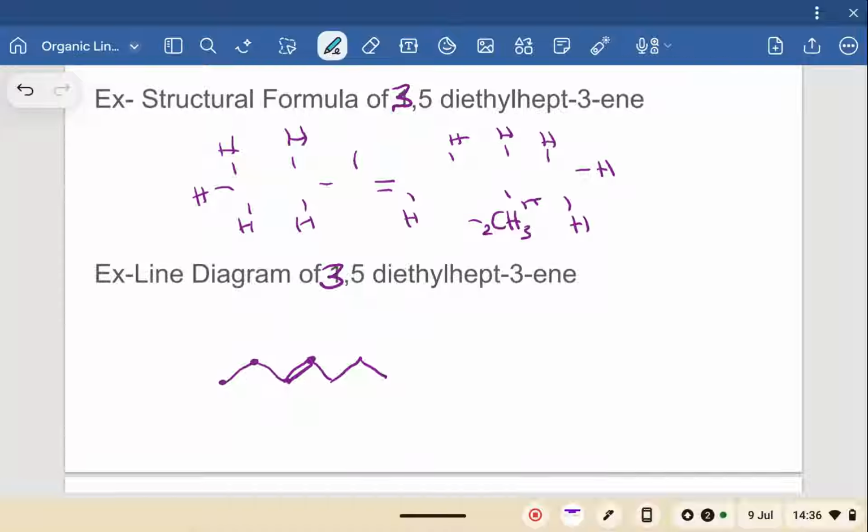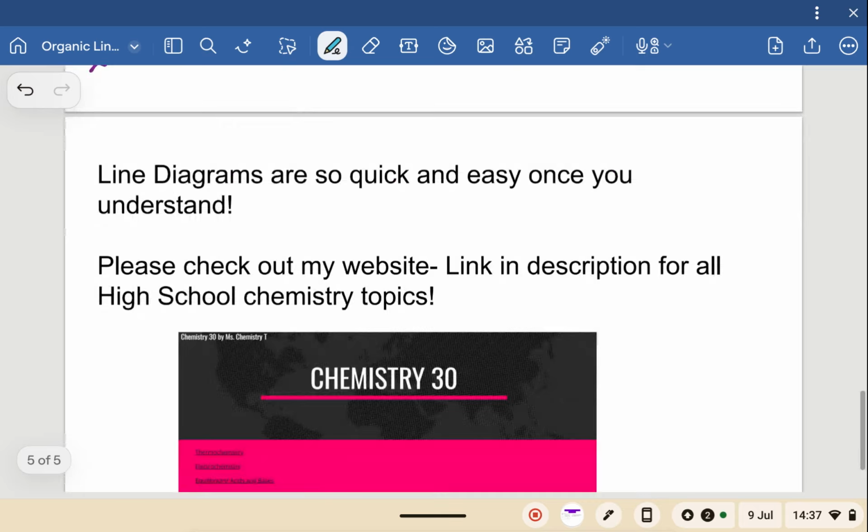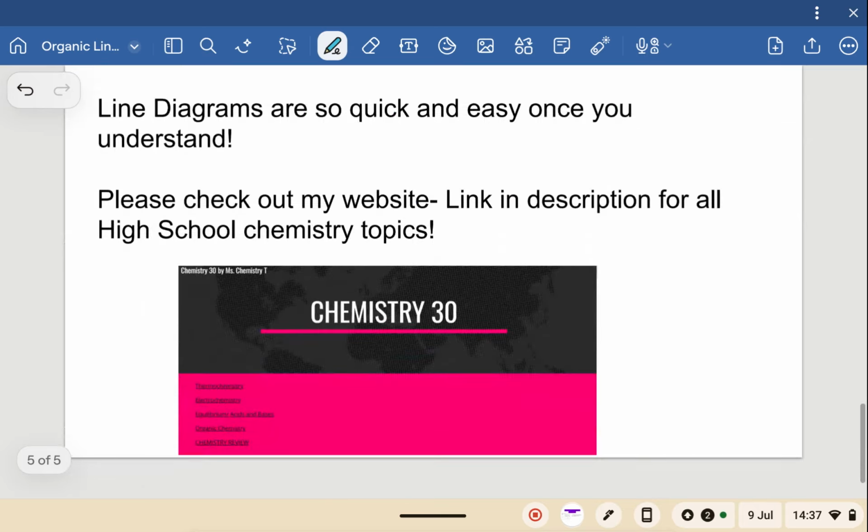Then on carbon 3 and 5, we have those ethyl groups. So carbon 3 showing ethyl, and on carbon 5, showing ethyl. And it doesn't matter if you go above or below, we're showing the same thing. So this is a lot quicker, showing that same idea, but if we don't understand line diagrams, it's hard to get there. So just that last part, why you'd want to use it. They're quick and easy if we understand.